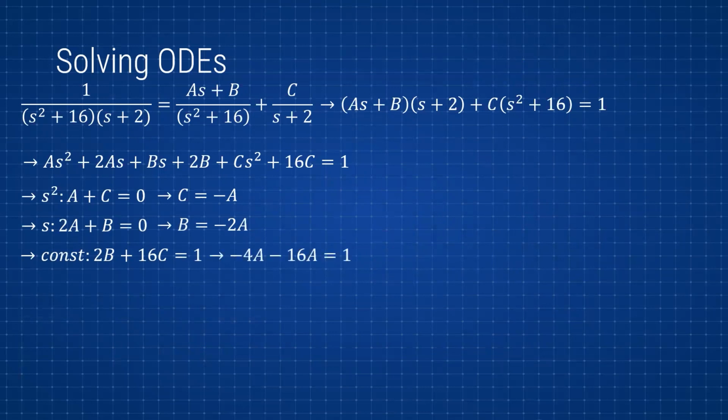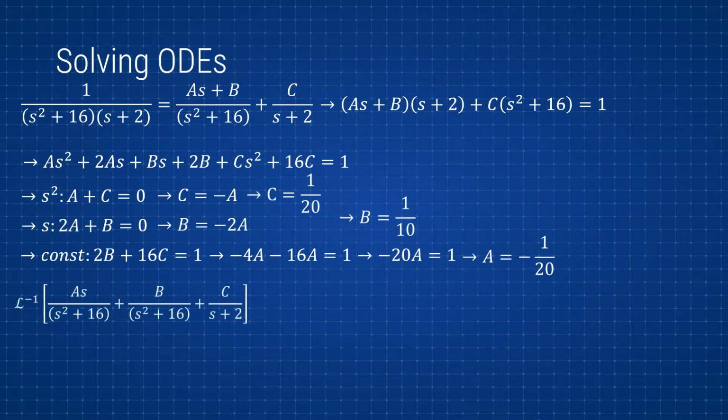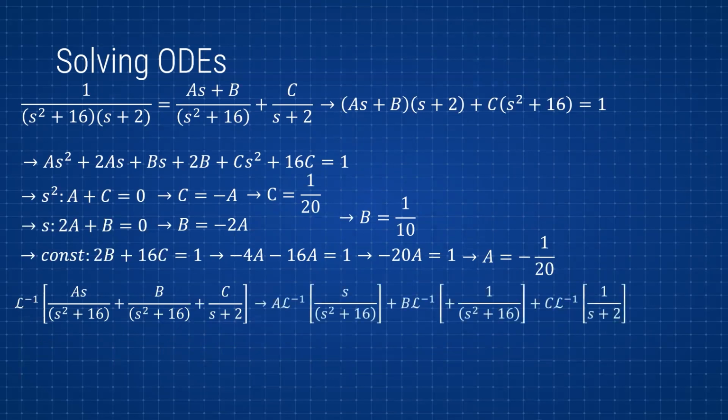So solving from here, we can do some substitutions. We can find that A is equal to negative 1 over 20. We find C is equal to positive 1 over 20. And then B is equal to 1 over 10. So I'll plug those numbers back into the terms that I have before. And I can, of course, factor out the A, B, and C. I can just substitute the values later.